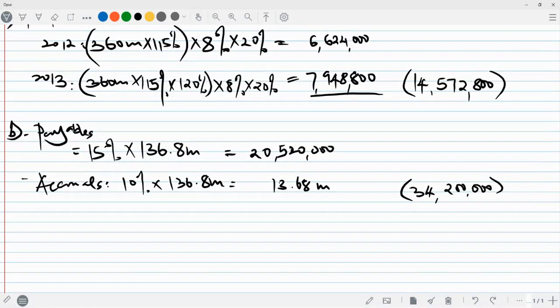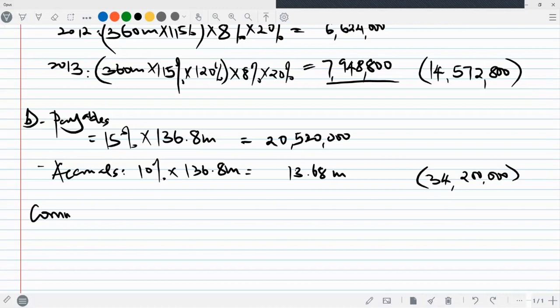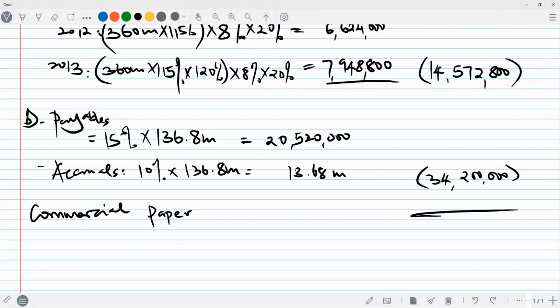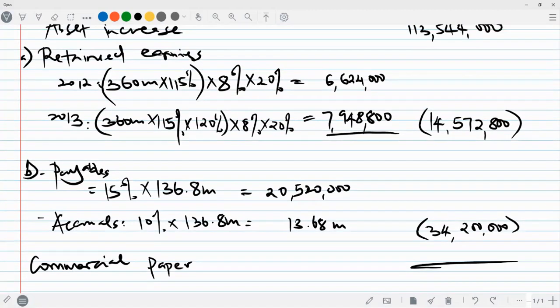Now in note 4, any external financing will be through commercial papers. So the difference will be financed through commercial paper. If the two financials, that is the retained earnings as well as the payables and accruals, are not enough, the difference will be financed through issue of commercial papers. Which is the difference? 113 minus 14 minus 34, and you get how much?